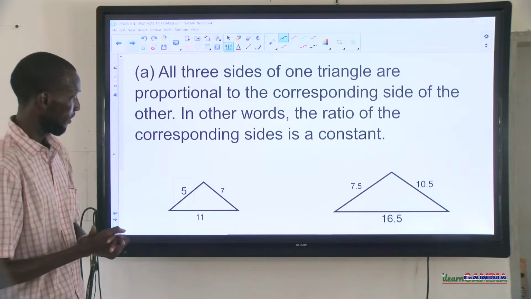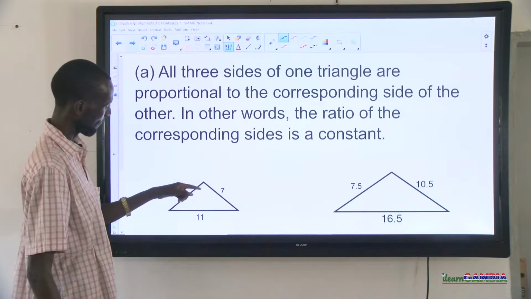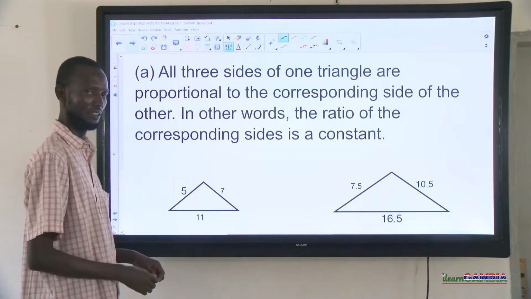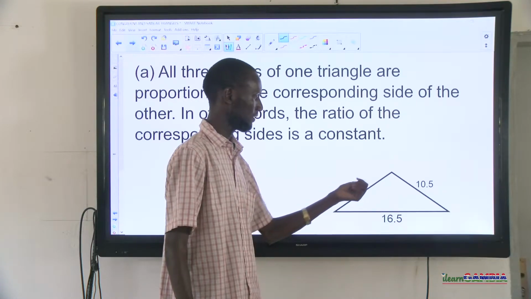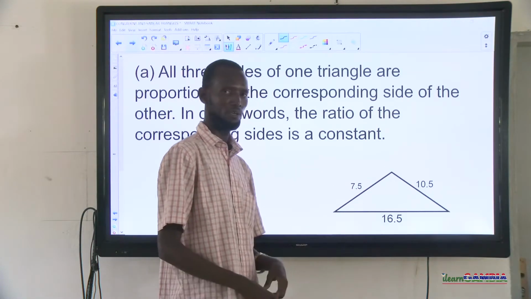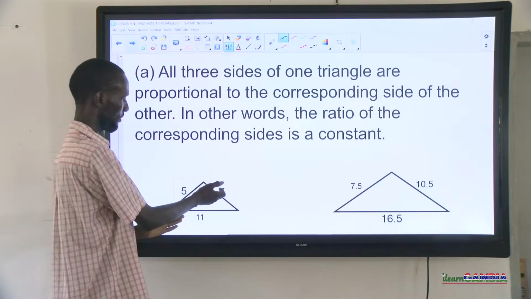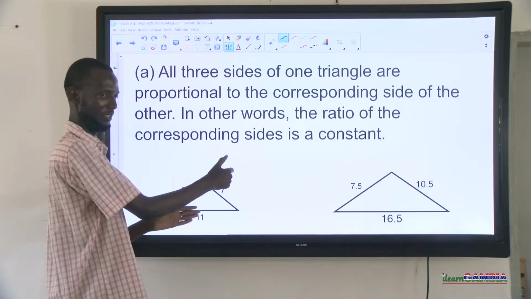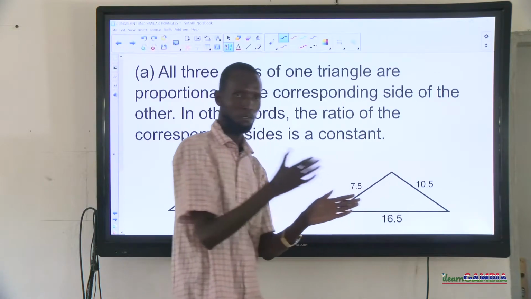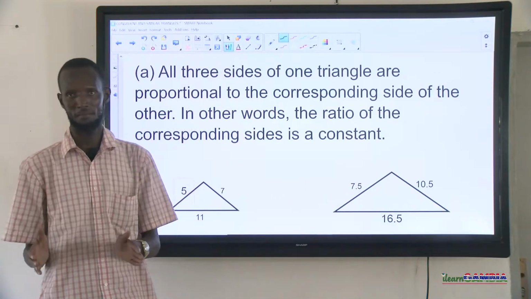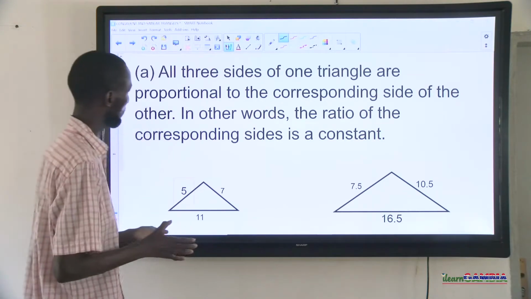If you observe here, we have two triangles. The first triangle has sides 5, 7, and 11, and the second triangle has sides 7.5, 10.5, and 16.5. If we take any two sides of one triangle as a ratio, and then take the corresponding sides of the second triangle as a ratio, and simplify, the two ratios should give you the same constant. Let's try and prove that here.